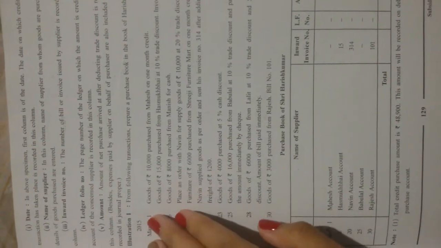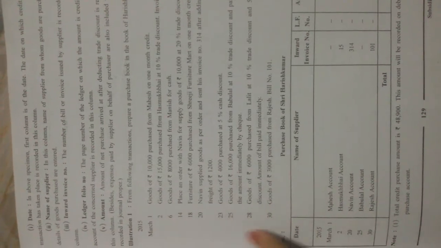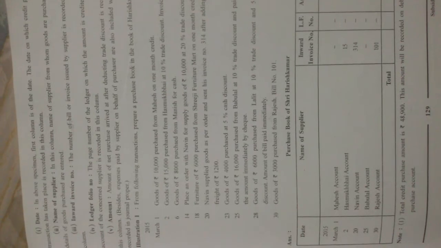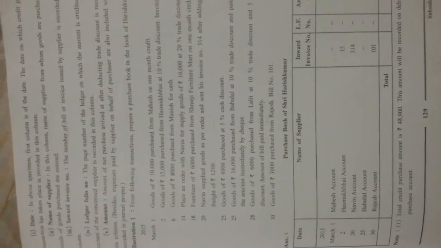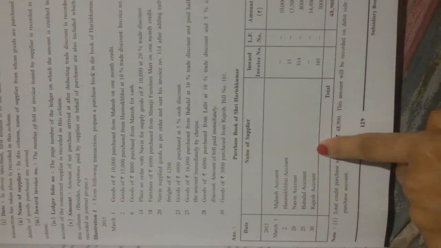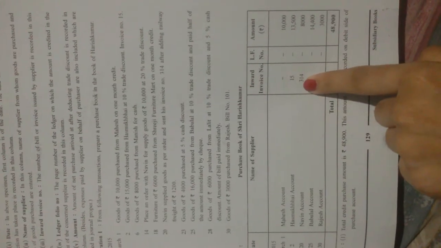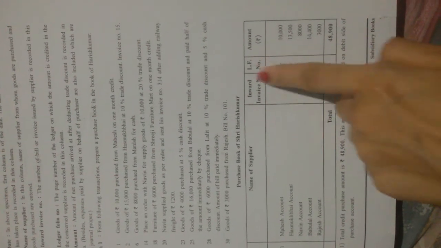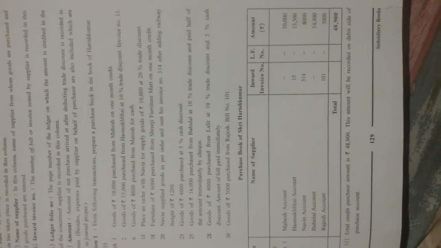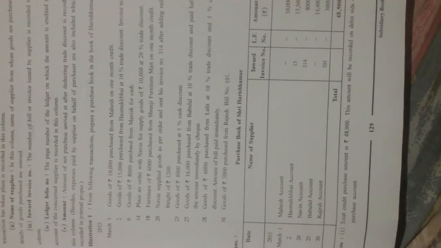These are the transactions given which had taken place in the year 2015 and in the month of March. So first of all you have to draw a table like this. First column would be date, second would be name of the supplier, third would be inward invoice number, fourth would be LF number, and the last is amount. So now let's start with the first transaction.